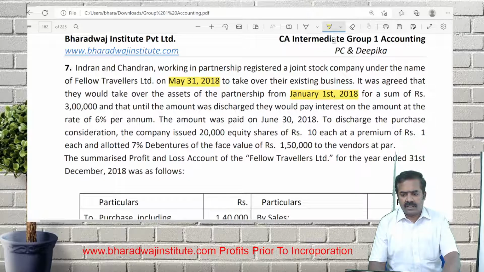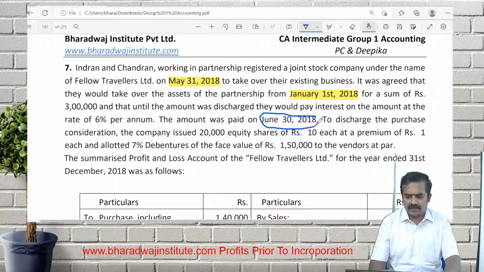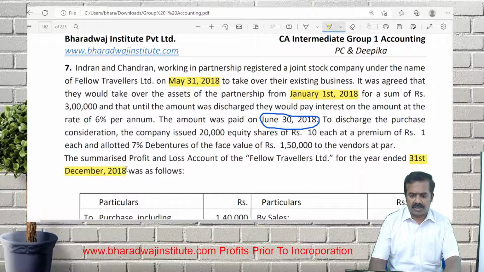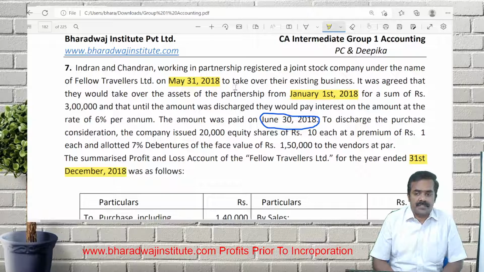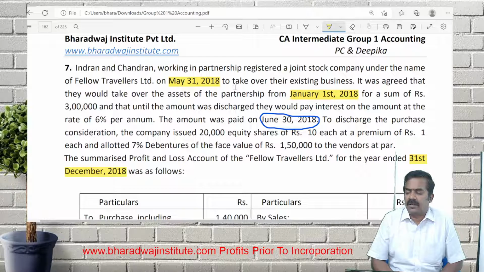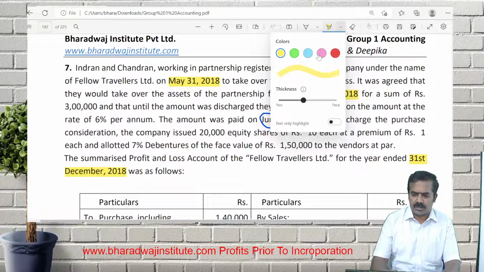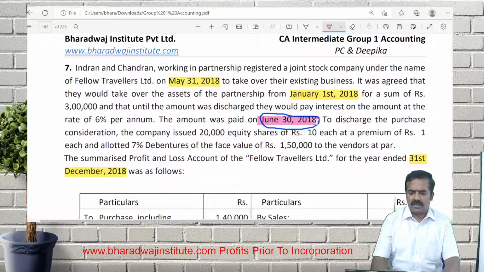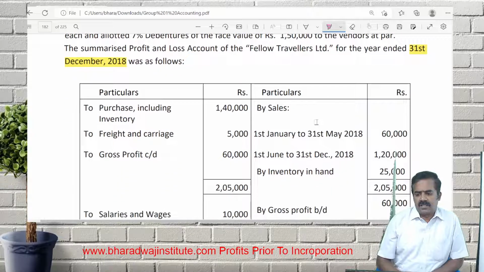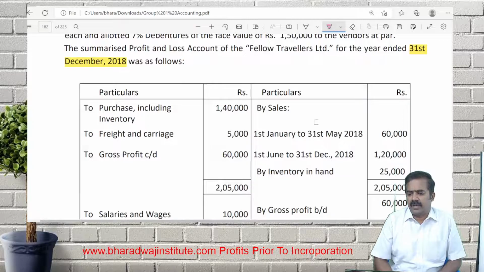Then interest on purchase consideration was paid up to 30th June, it is given to us. And final accounts are given on what date? 31st December 2018. So the date of incorporation is 31st May, taken over from 1st January. Final accounts on 31st December. Interest to vendors alone is paid, up to 30th June.